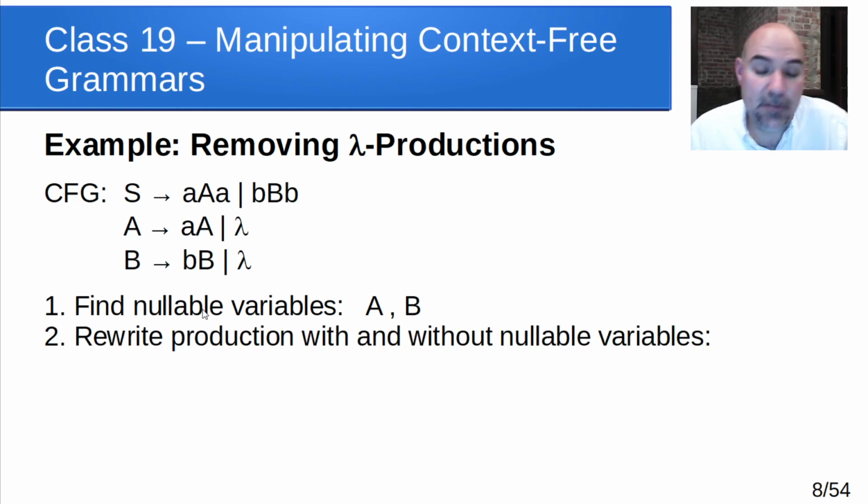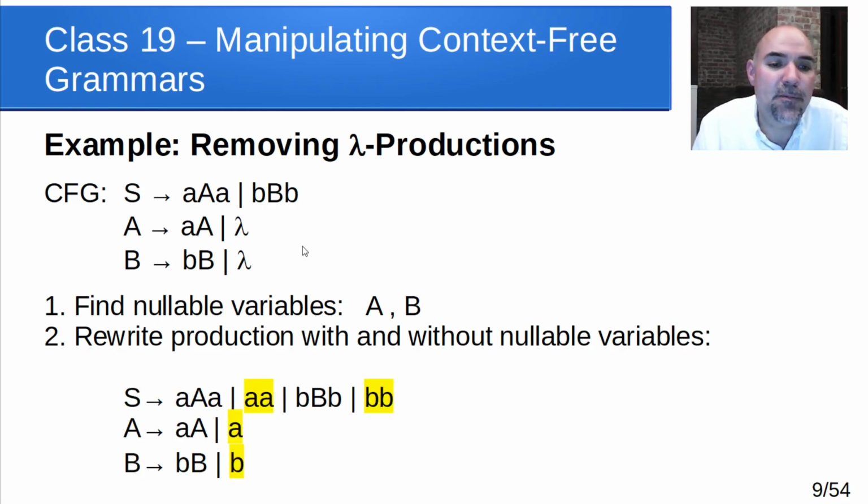All right, so that was step one, is identifying them. Step two is rewrite the productions with and without the nullable variables on the right-hand side. So in other words, anywhere I see an A, I need a version of that production with it, and I need a version of the production where we just take it out. And anywhere I see a B, since it was nullable, I need to have a version of it with it in, and one of them where we just take it out.